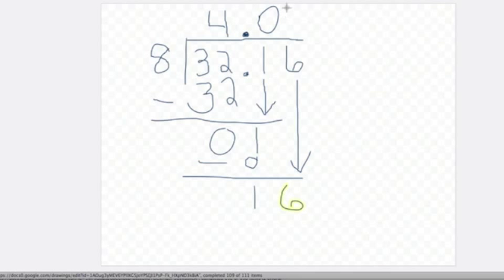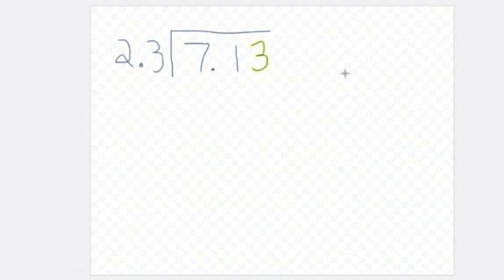8 goes into 16 2 times. We put that up there. 2 times 8 is 16. We put that down here. And then we subtract. And we're left with 0, and there's nothing left to bring down, so we are done. And our final answer is 4.02, or 4 2/100.